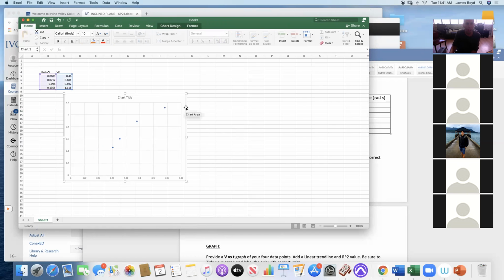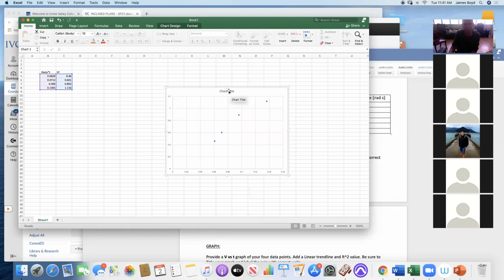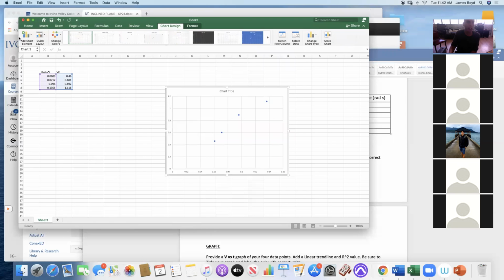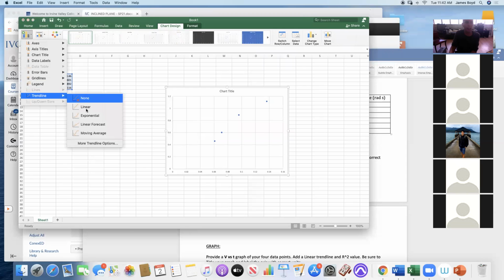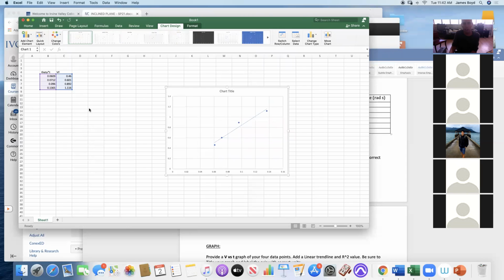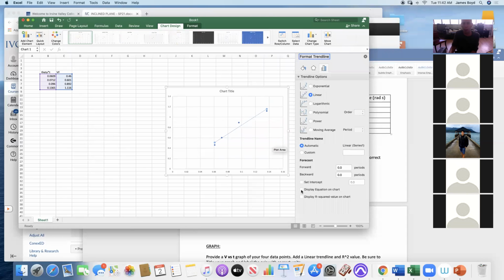Make sure that on this chart you title it. Your axis should be V final, meters per second, over time times theta, which is rad per second. Let's put a, where is it, chart design, add a chart element, go to trendline, add a linear trendline, which is just a line. We can see that that doesn't really look great, but that's okay.